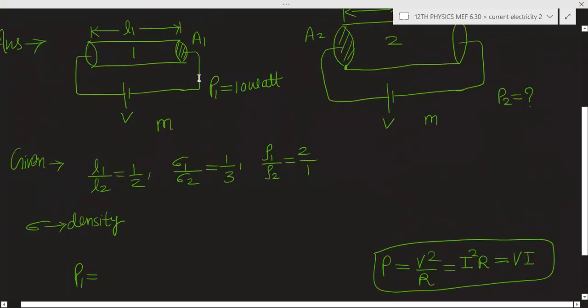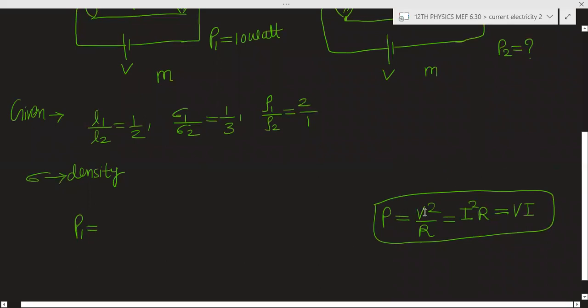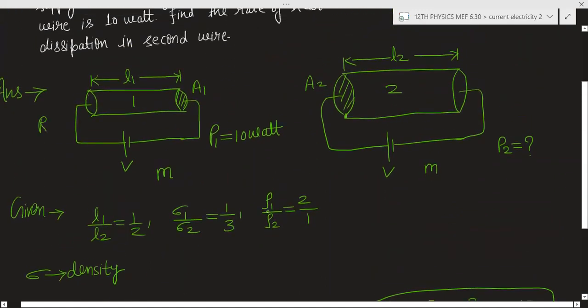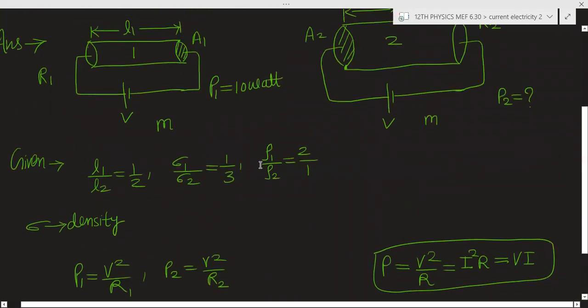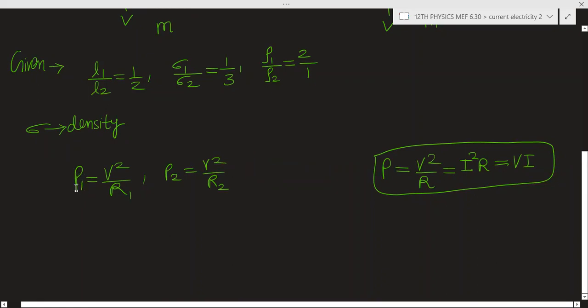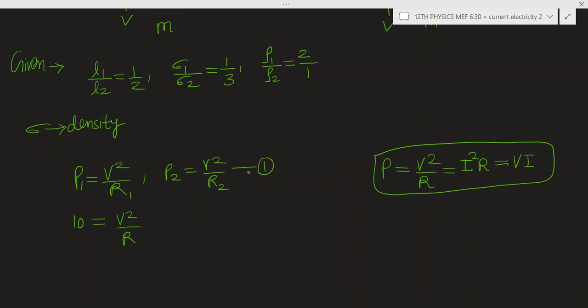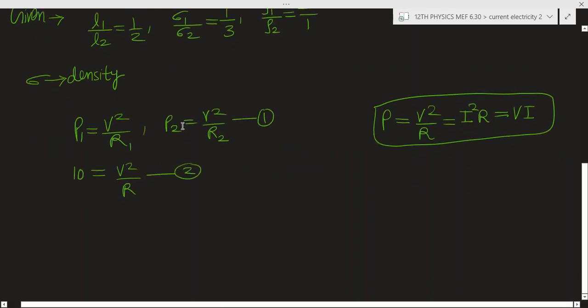So if you want to write the power dissipation for wire one, in terms of V, you will write V square by R. And for P2, R1 is the resistance of this wire and R2 is the resistance of this wire too. You have to mention the resistance also, and V square by R2. P1 is given to you as 10, so 10 is equal to V square by R1, and this is P2. Suppose this is your equation number 1 and this is your equation number 2. Just divide equation 1 by 2. So you will write P2 divided by 10, and you will get V square by R2.